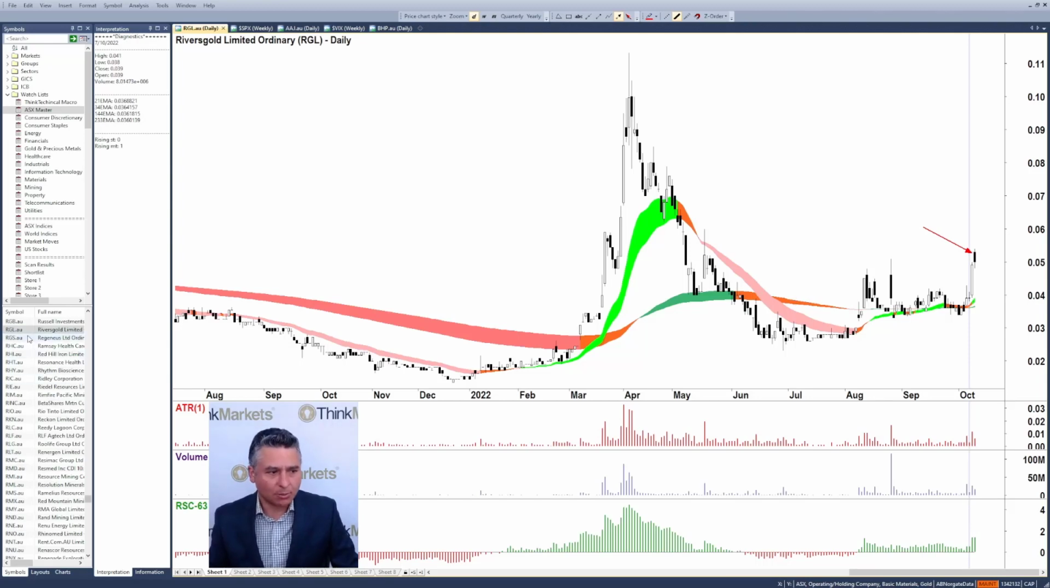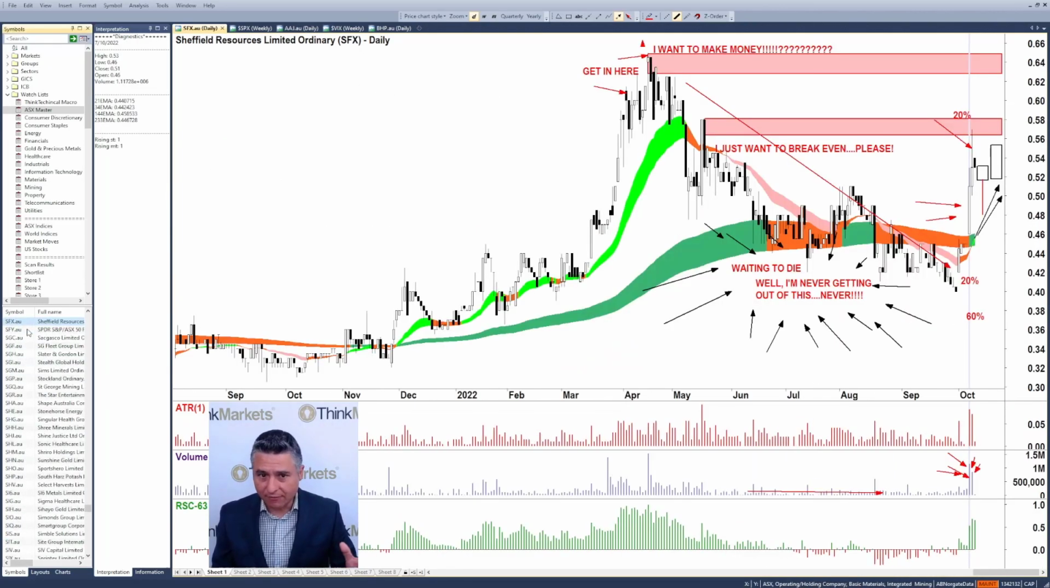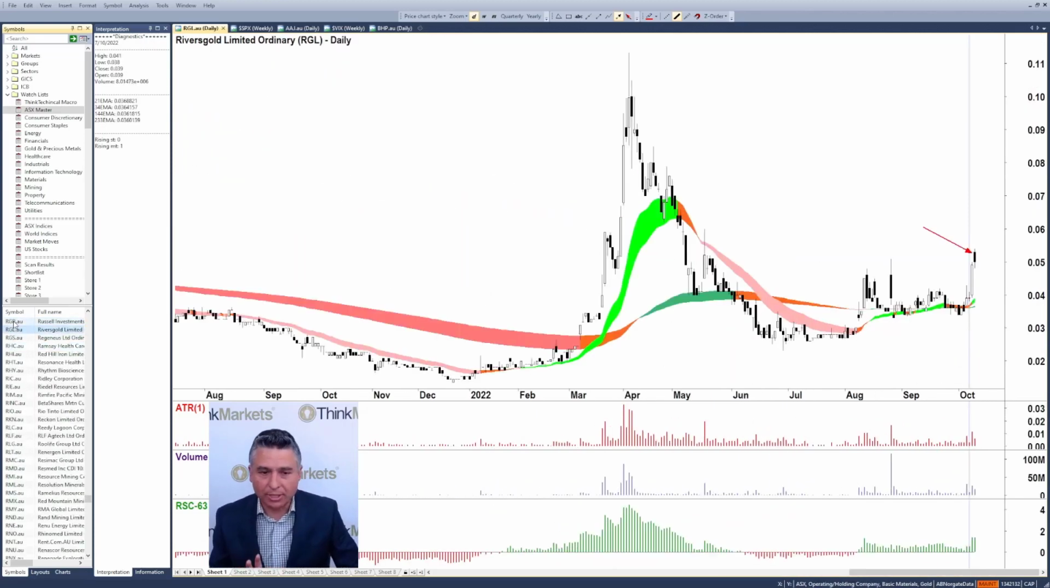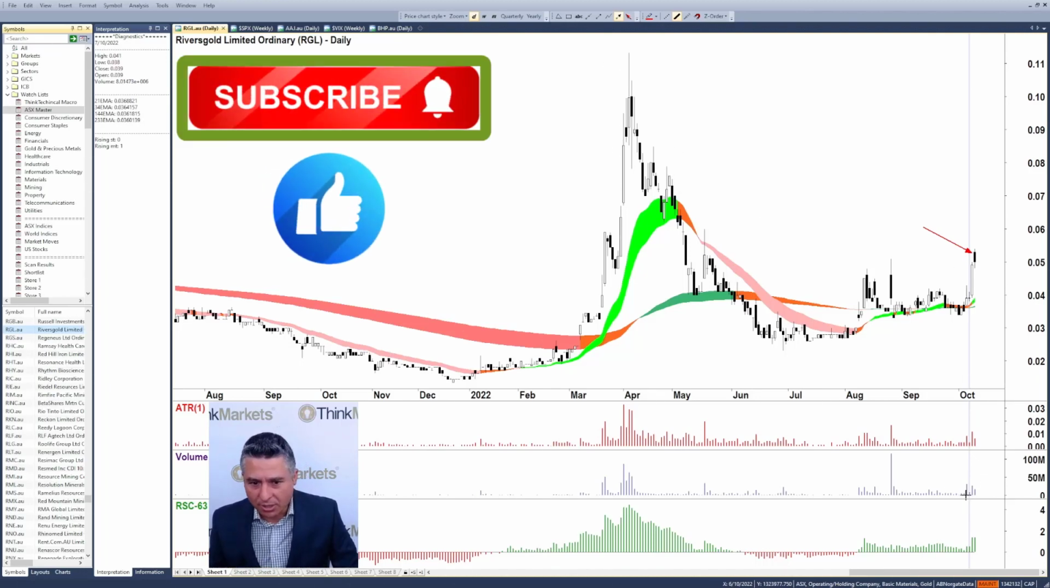So we looked at Sheffield, SFX, a very similar sort of pattern here where it was pretty terrible for a long time, and you got that rally. So if we look at RGL, conceptually it's the same scenario, right? So let's see how supply responds. If you've got it, I think you can hold it. I don't think there's any issue with that. If you don't have it, I want to find a buy scenario because I'm interested.